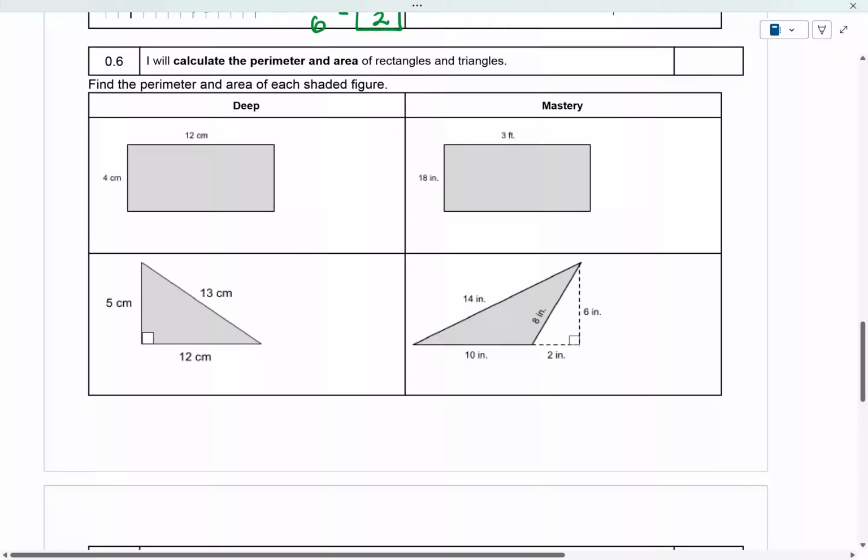All right, in this video, we're going to talk about calculating the perimeter and area of rectangles. All right, so let's first start with perimeter. That is a fancy way to say what is the distance around an object.